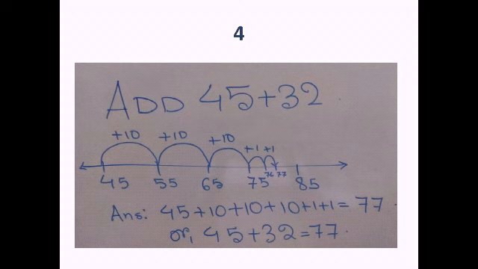So what will we do? 32 means 30 plus 2. 30 means 3 tens are 30. So from 45 we are taking 10 steps at a time. So 45 plus 10, 55. 55 plus 10, 65. 65 plus 10, 75, and after 75, 30 is completed, 10 plus 10 plus 10, 30, plus 2, 76, 77. So 45 plus 32 is 77.